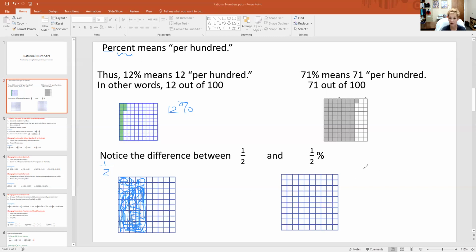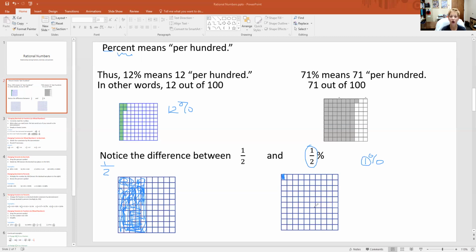Now, what does half a percent mean? Now remember, 1% would mean 1 out of 100. And I'm doing a half of a percent. So isn't a half smaller than 1? Do you understand that really means take a half of one little square? So this is a half of a percent shaded and this is a half shaded. So there's a big difference between the fraction 1/2 and the percent 1/2%. Look at the shading, they're not remotely the same.